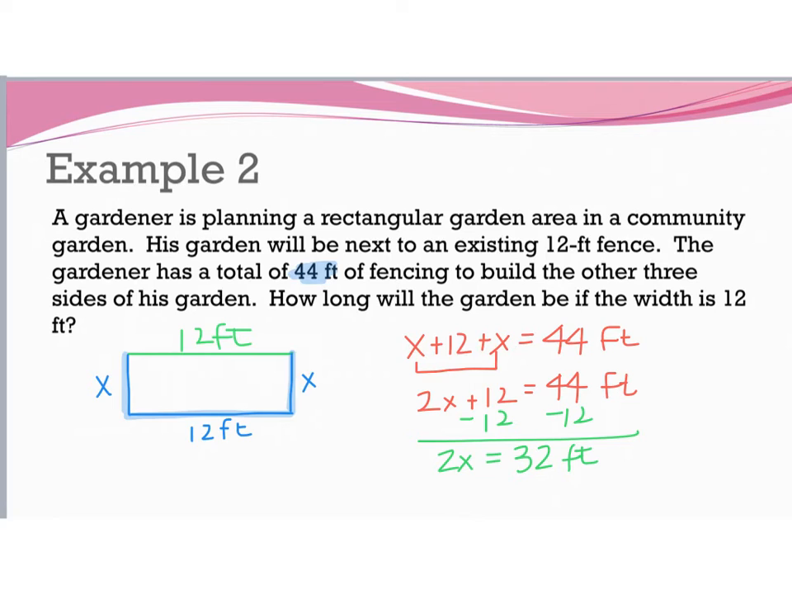And then I can go ahead and divide both sides by 2 because I have 2 times x. So to undo multiplication, I'm going to divide. My 2's are going to cancel, and we will be left with x is equal to 16 feet. So what that tells me is that each of these side lengths here, right here, and right here, are each equal to 16 feet. So if I take 16 plus 12 plus 16, I should end up with my 44 feet.